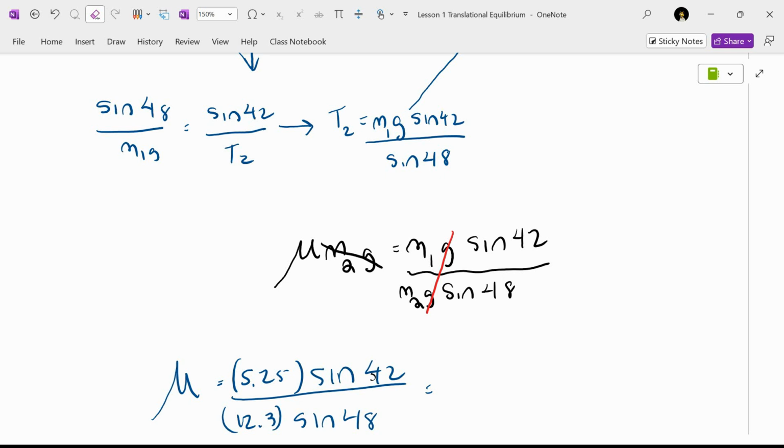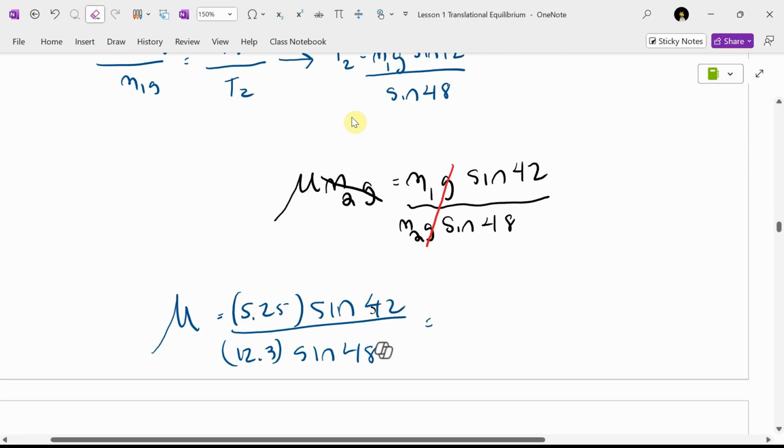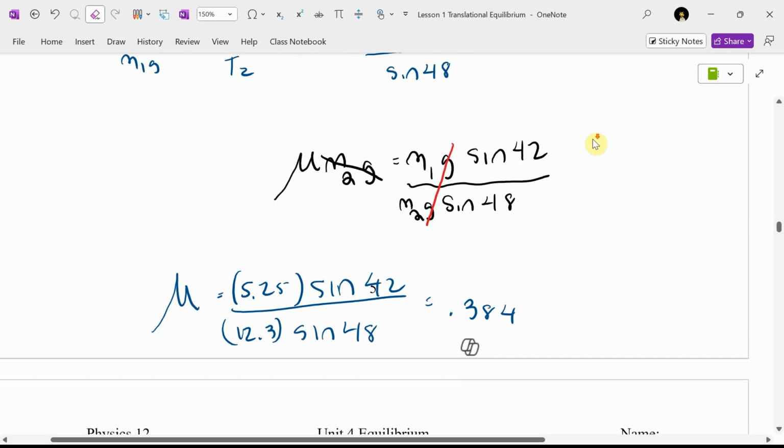What do you get? Sorry? 0.212, I think, is incorrect. Or am I wrong? I think 0.384 is what my last class got. I see a nod, I see a nod, I see a nod. Units. Yeah, weirdly, it's a ratio, no units. That's a pretty tough question.